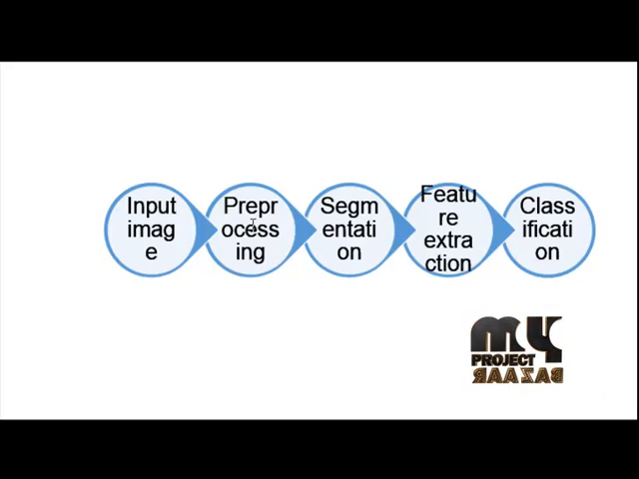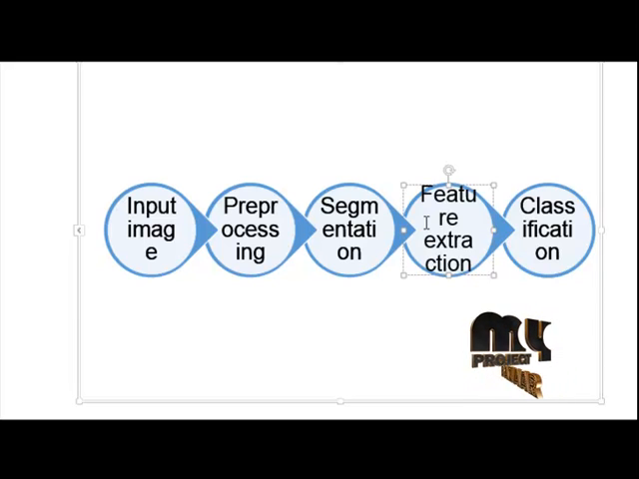The next step is the segmentation process. Here we extract the affected area from the image. The goal of segmentation is to simplify or change the representation of an image into something that is more meaningful and easier to analyze. The next one is the feature extraction method.